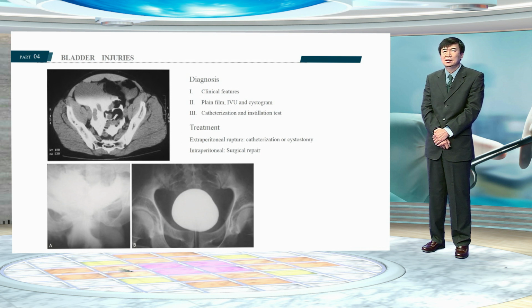For contusion, urethral catheter drainage for 10 days is enough. For extraperitoneal rupture, catheterization or bladder repair is required. For intraperitoneal rupture, bladder repair should be performed.